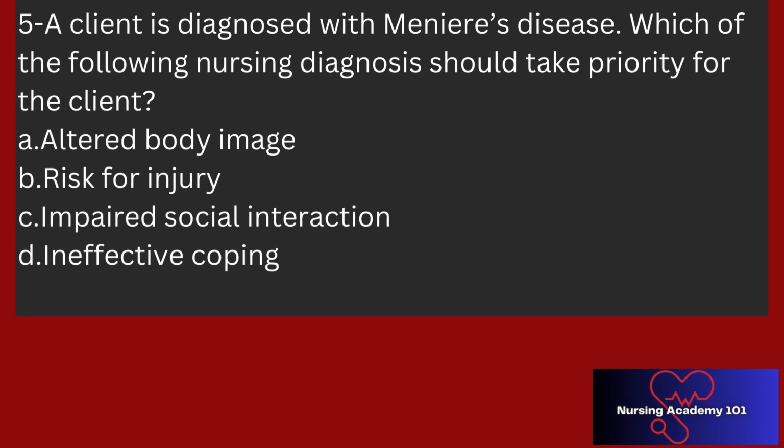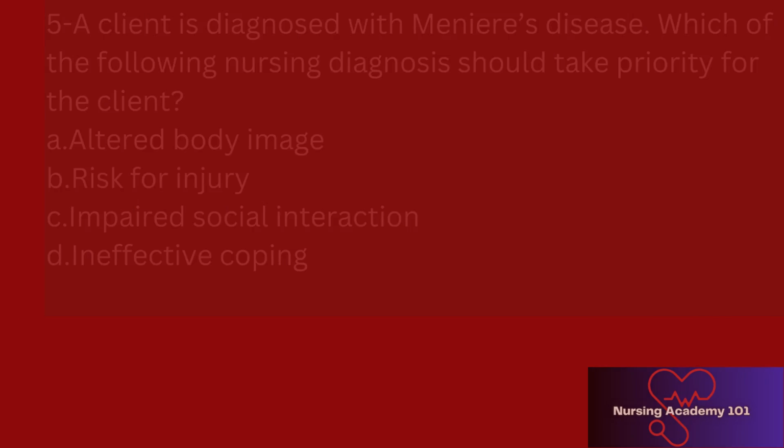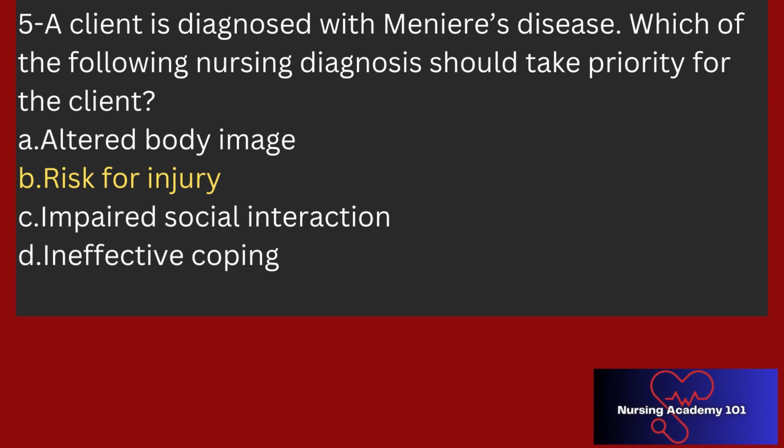Question number 5. A client is diagnosed with Meniere's disease. Which of the following nursing diagnoses should take priority for this client? A. Altered body image. B. Risk for injury. C. Impaired social interaction. D. Ineffective coping. The answer is B. Risk for injury.